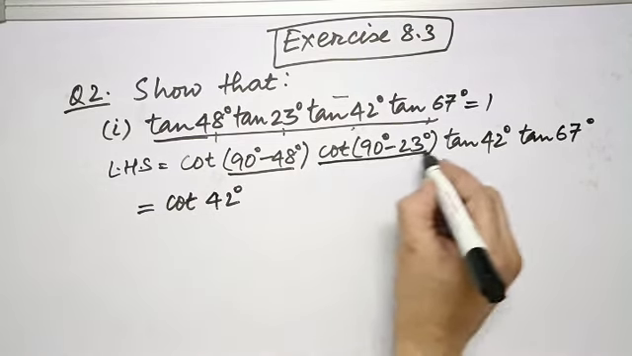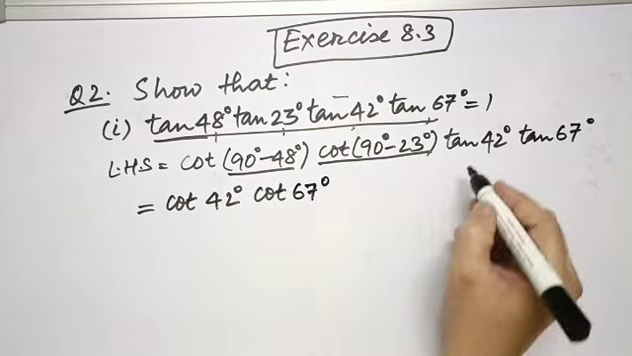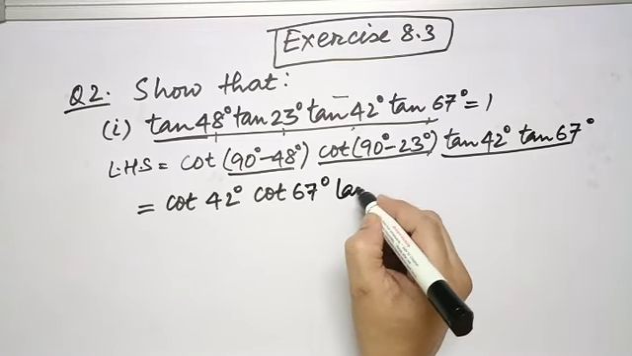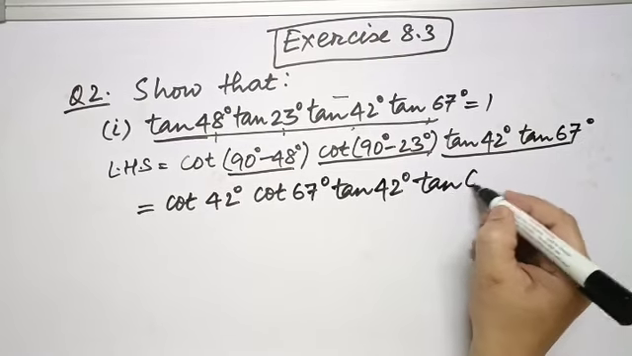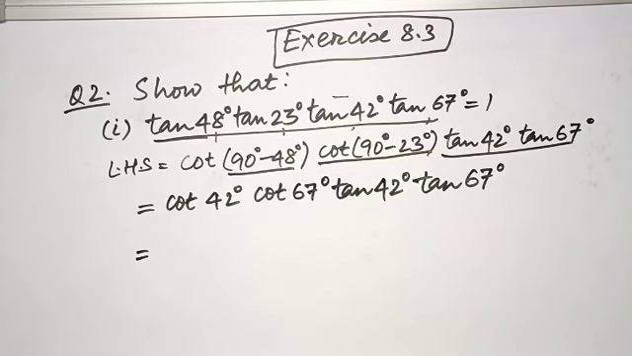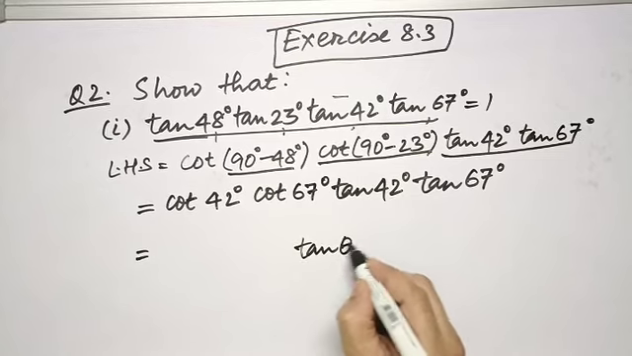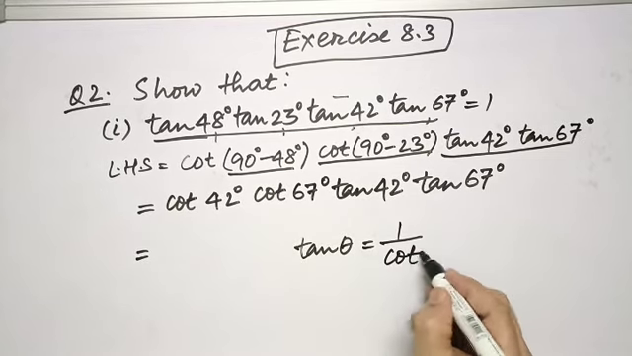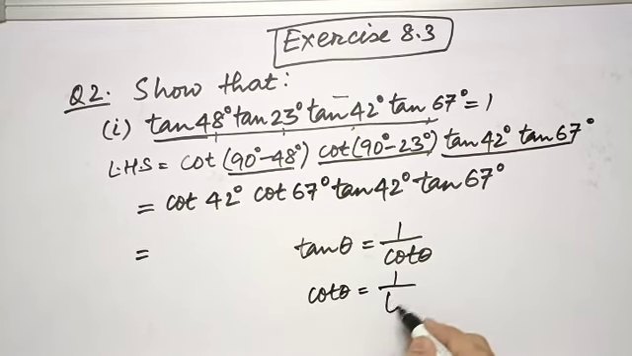You got it? And for this one, I'll write cot as cot, and if I subtract these two, I'm going to get 67, and these two will be the same, 42 degree and tan 67 degree. Now you know the value, there is some relation we have learned in exercise 8.1, that tan theta equals 1 by cot theta, or vice versa, that is cot theta equals 1 by tan theta. This concept I'm going to use here.